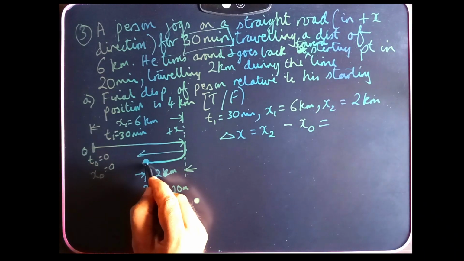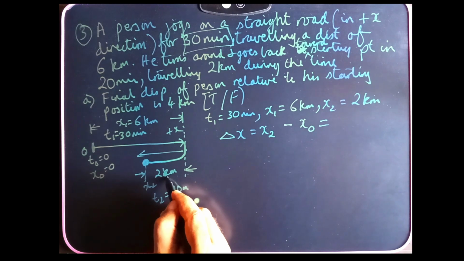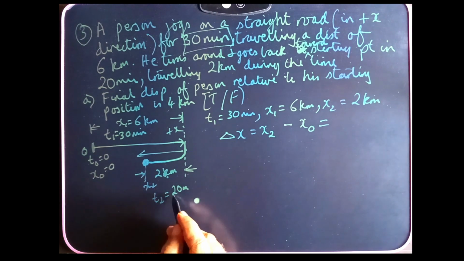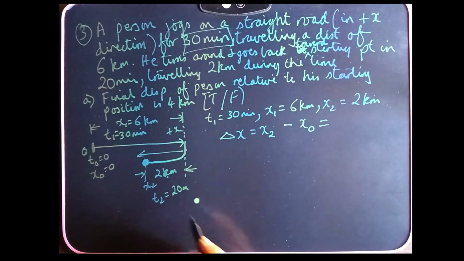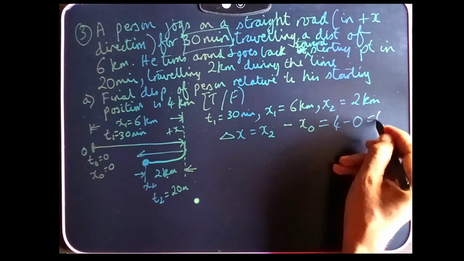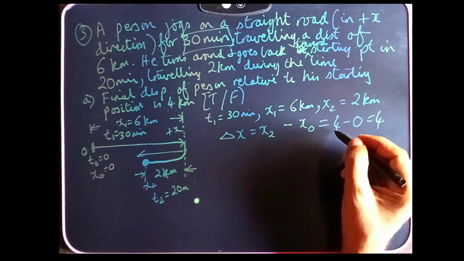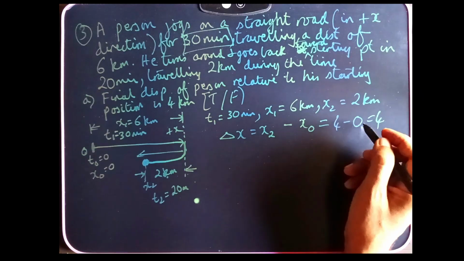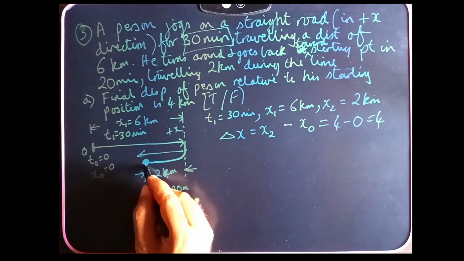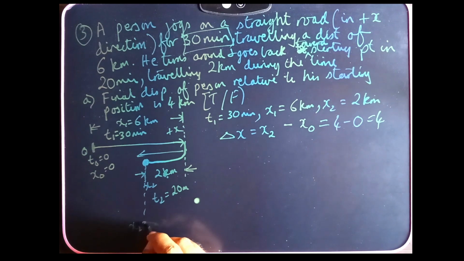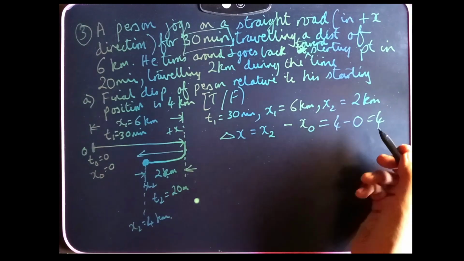But he has not reached the starting point. He has traveled only 2 kilometers towards the starting point, and he has covered a distance in 20 minutes. So it will be 4 minus 0, which is actually 4. Right? x2 will be 4 minus 0, because with respect to starting position, this position here is actually x2 is equal to 4. So 4 minus 0 will become 4.